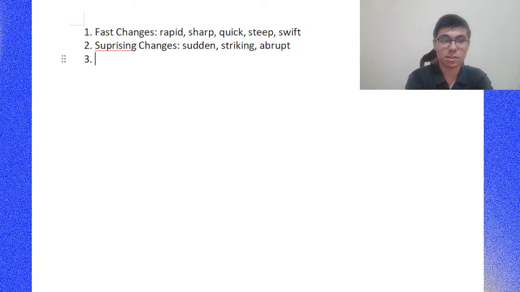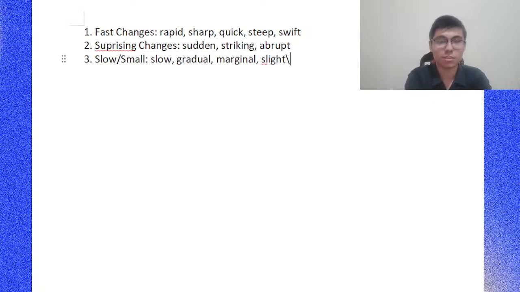And there is another type of changes, which is slow, or we can also say small changes. And we can use slow, gradual, marginal, and slight as well. I guess the third type is self-explanatory.